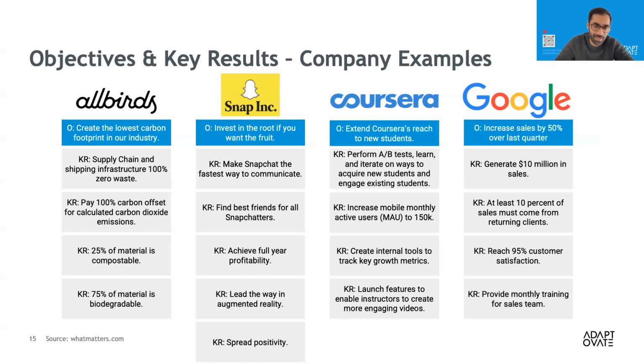Snap Inc., for example, is super tech-focused, very forefront-esque. And I think it's definitely targeted to our younger generation, because if you read their objective, it's really "invest in the root if you want the fruit." So I wouldn't say that's an optimal objective if you're starting out with OKRs. Google has a more normalized objective around increasing sales. But I think it all depends on the maturity curve of where you are in adopting OKRs and how well your organization can rally behind some of those key results.